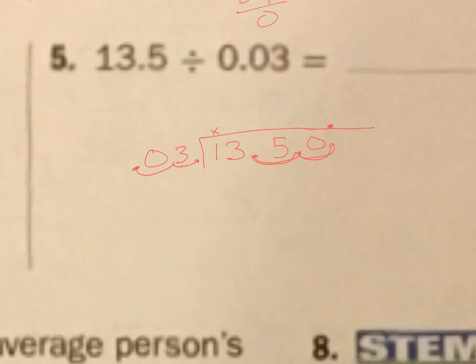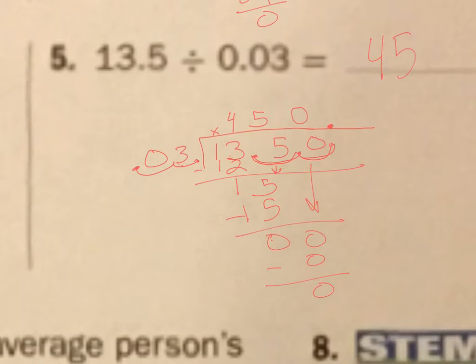Okay, it doesn't go into 1 at all, but 3 goes into 13 4 times. That's 12. Subtract it out, it gets 1. I bring down my 5. Goes in there 5 times. That's 15. 0. Then I bring down my 0. How many times does 3 go into 0? 0 times. Subtract it out. 0, nothing more to bring down. The answer is 450. Okay.